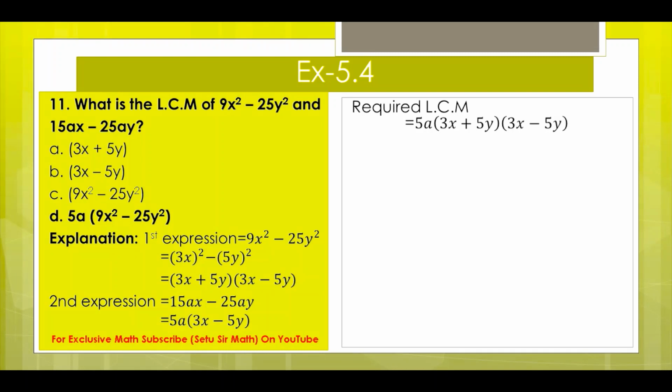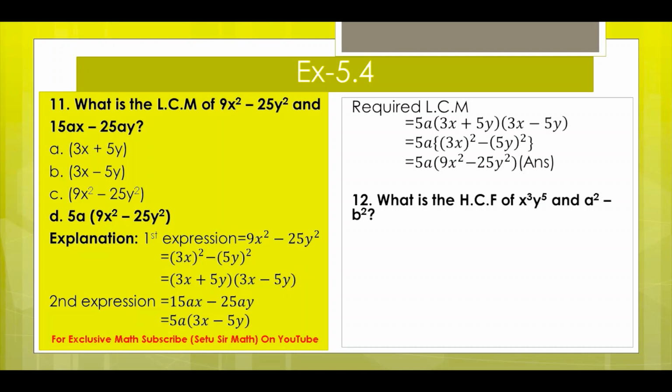So the required LCM: 5a, 3x plus 5y, and you can see 3x minus 5y is the common part between these two expressions, so we will take it once, 3x minus 5y. This is the required LCM: 5a, 3x square minus 5y square, because this is the formula you already know. From here you can see 3x plus 5y, 3x minus 5y, so we can write 3x square minus 5y square. That would be 9x square minus 25y square.